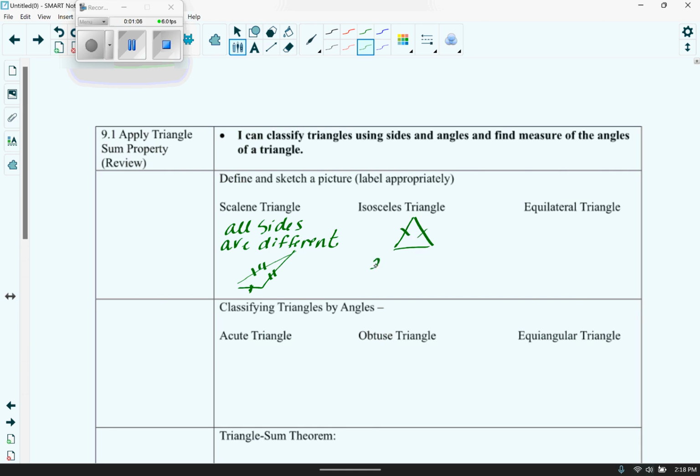is going to have 2 sides equal, which also means you're going to have 2 angles that are equal, but we're working with sides only here. So this is all about sides. And then equilateral. Lateral means your sides again. So that means all sides are equal.